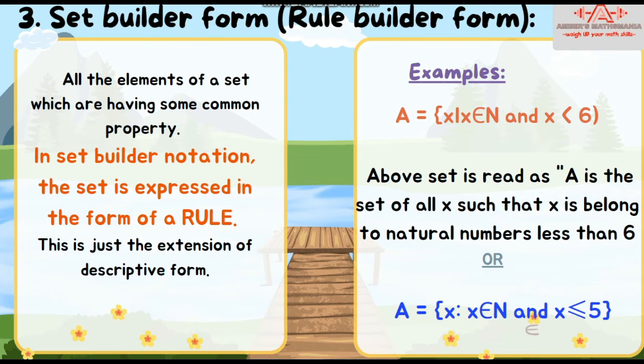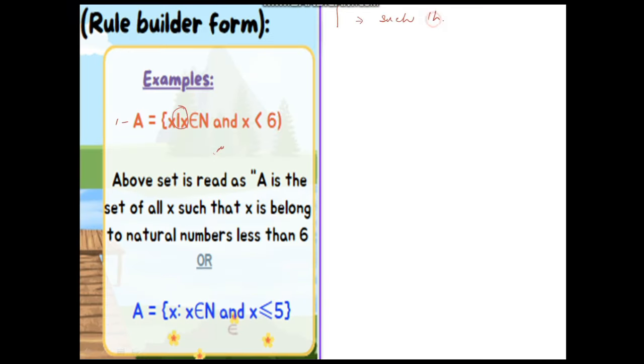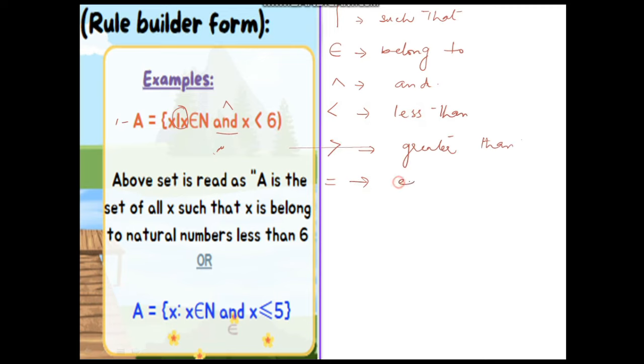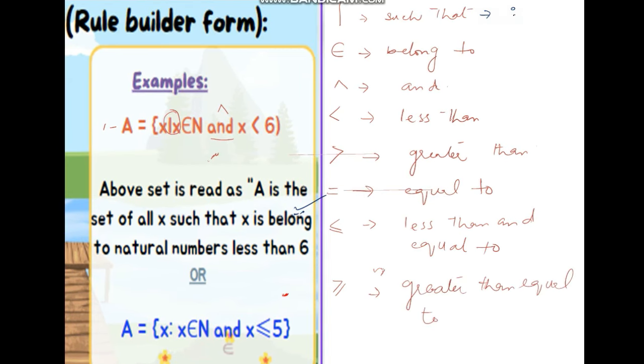It means that the belonging of this set is natural numbers. We have to list down all the elements that are less than 6. The above set is read as: A is the set of all x such that x belongs to natural numbers less than 6. This means such that, and this, as you already know, means belongs to, and this is the and sign, and we can also write it like that. Here are the signs: less than, greater than, equal to, less than or equal to, greater than or equal to, and for such that we can also use the two dot sign.